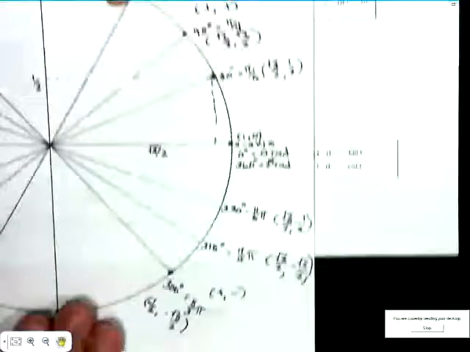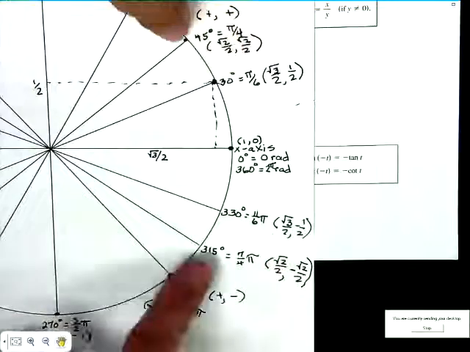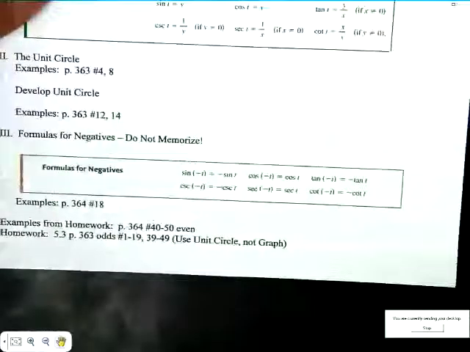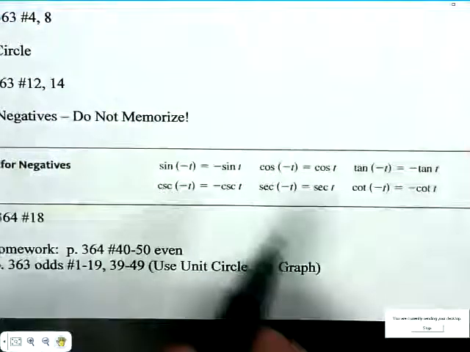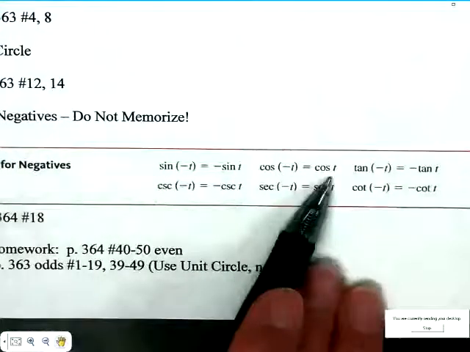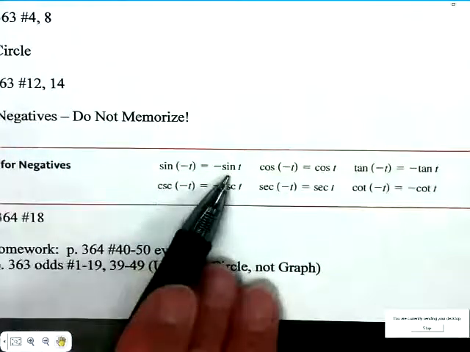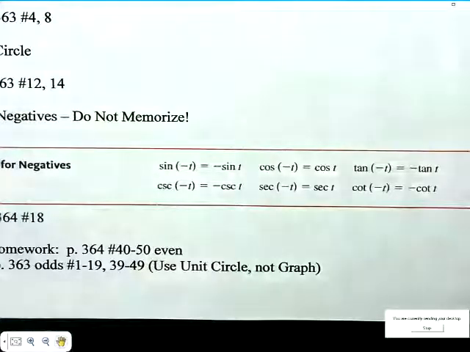60 degrees counterclockwise or clockwise, the X's are the same, the Y's are opposites. That's the same thing that happened at 30 degrees. That's the same thing that happens at 45 degrees. That's why you don't memorize the formulas for negatives. Whether you go clockwise or counterclockwise, cosine, the X coordinate is going to be the same. The Y coordinate is going to be the opposite if you're going clockwise than it would be if you're going counterclockwise. So I don't use those formulas for negatives at all.